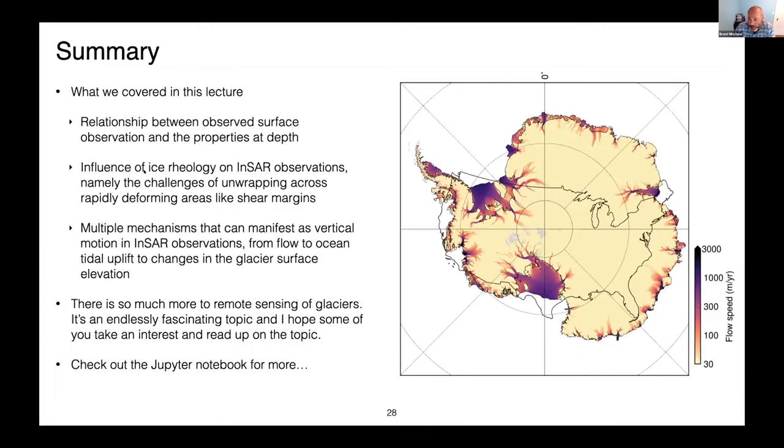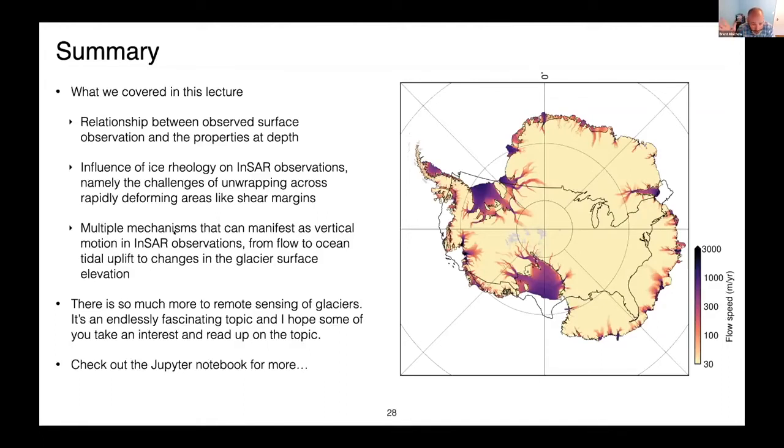That is the thing that Brian is going to talk about in his lecture tomorrow. He's going to walk you through some technical details about how those offset fields are made, how we put them together into a stack, and how we think about the time variation that we observe within these offset fields. There are multiple mechanisms that can manifest as vertical motion in InSAR observations, from flow of the glacier to ocean tidal uplift and changes in glacier surface elevation, and they are all things to keep in mind whenever you're making InSAR observations.